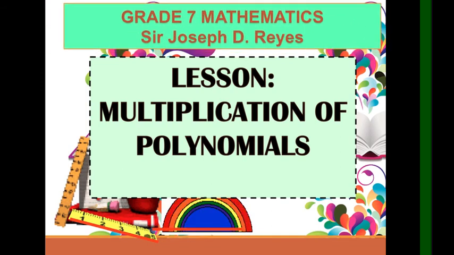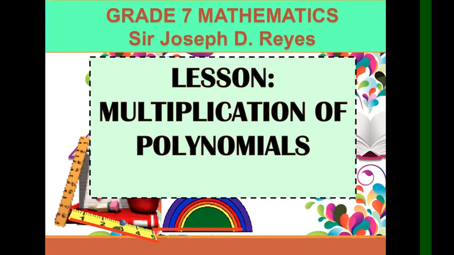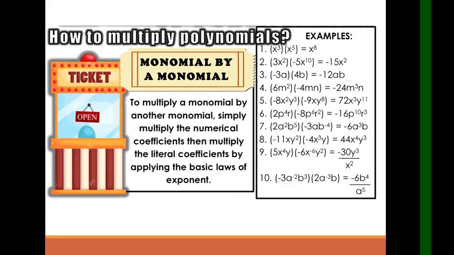Thanks! And now let's proceed to our main topic for today, which is all about multiplication of polynomials. How to multiply polynomials. So, monomial by a monomial. To multiply a monomial by another monomial, simply multiply the numerical coefficient. So, i-multiply lang natin yung mga number. Then, multiply the literal coefficient by applying the basic law of exponents. Kung ano yung basic law ng exponents natin. Okay? And in our previous video, may video ako dito about the laws of exponents. So, pwede nyo siyang hanapin sa playlist ng grade 7 math. And now, proceed tayo sa examples.